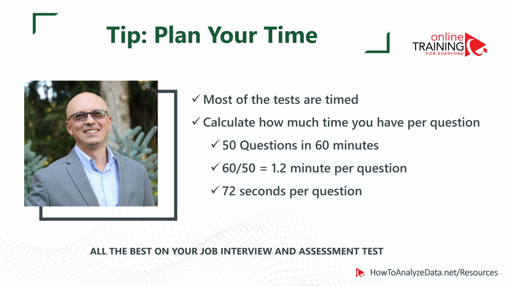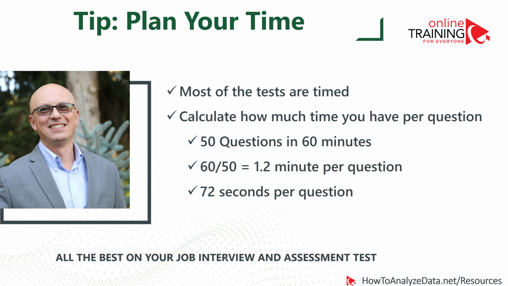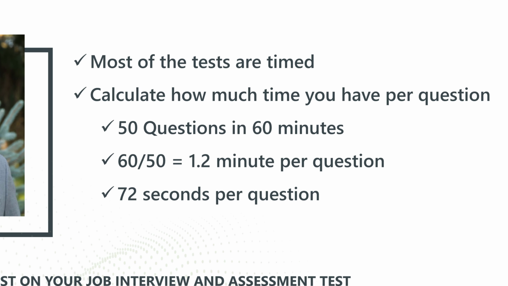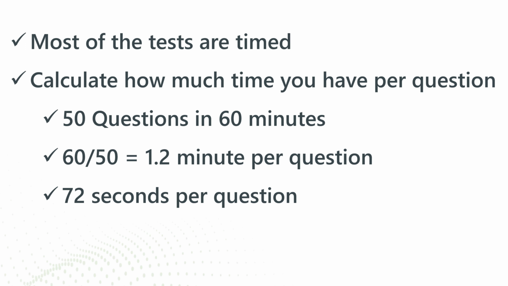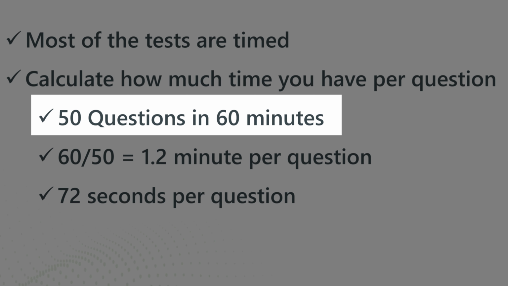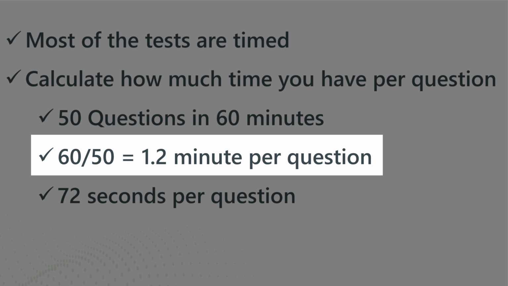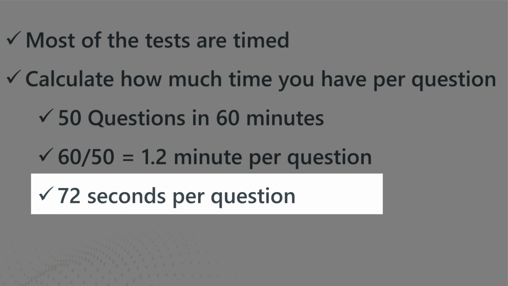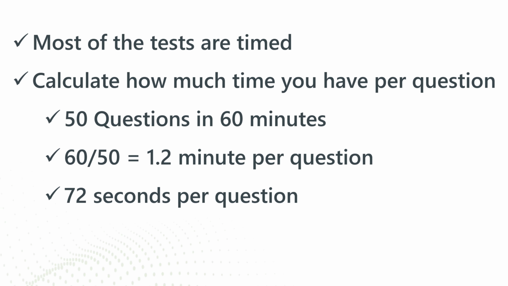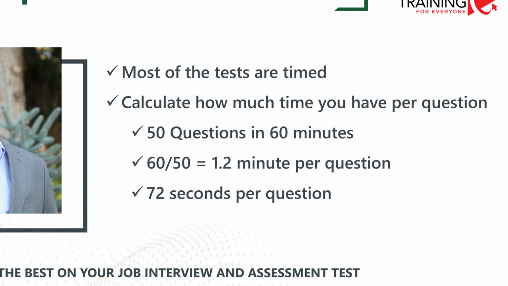Let me give you a tip on how to plan your time during the test. As you're probably well aware, most of the assessment tests are timed. One thing you can do to increase your chances of passing the test is to calculate how much time you would have per question. For example, if you have 50 questions that you need to complete in 60 minutes, you can do a quick math in your head. By dividing 60 by 50, it will give you the answer that you need about 1.2 minutes per question, which is the equivalent of 72 seconds per question. Having this information handy will tell you how much time you need to allocate per each question.